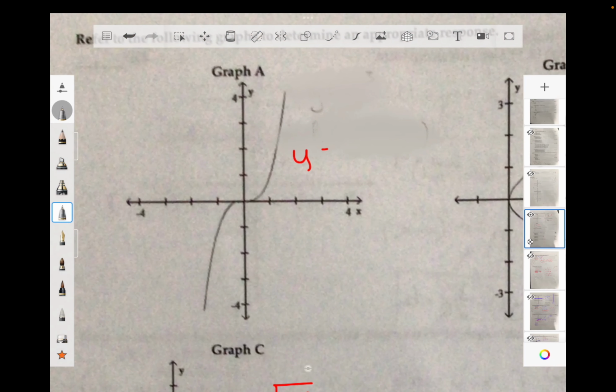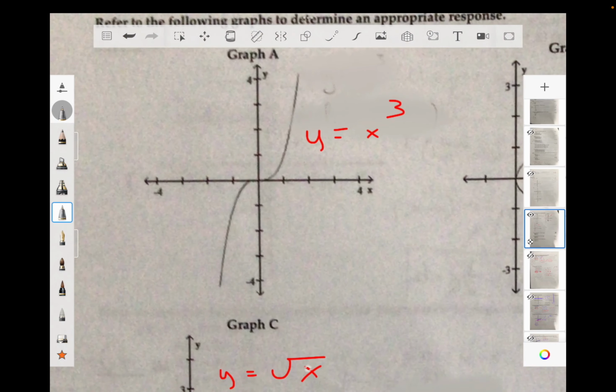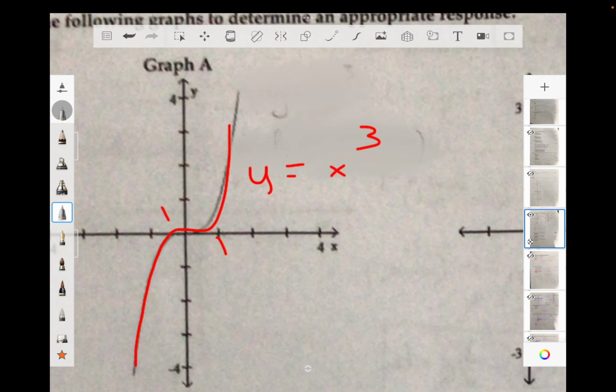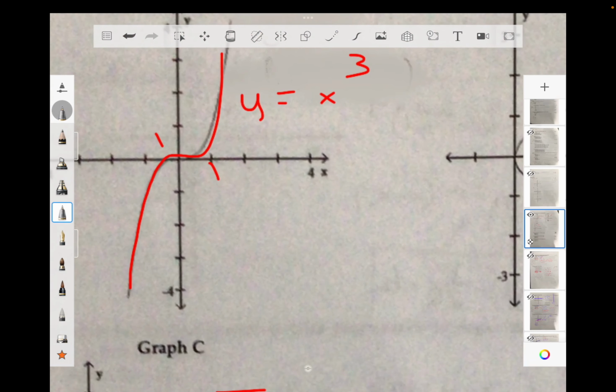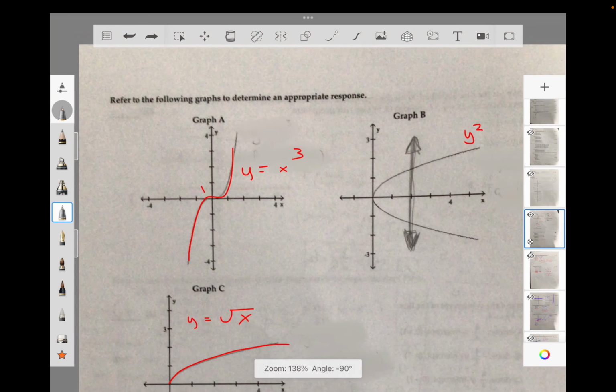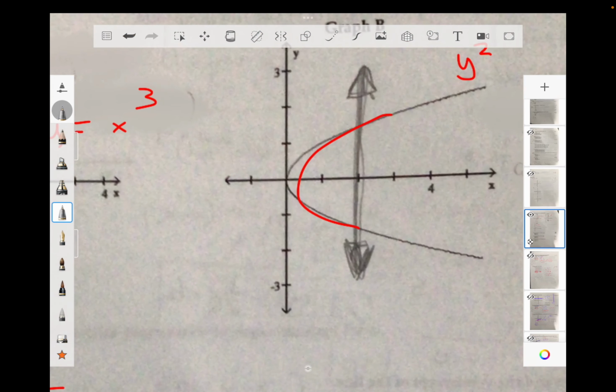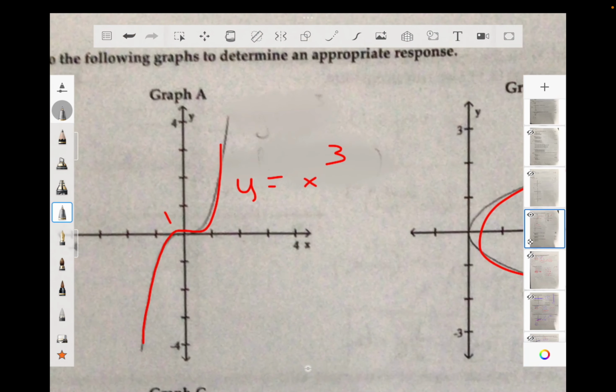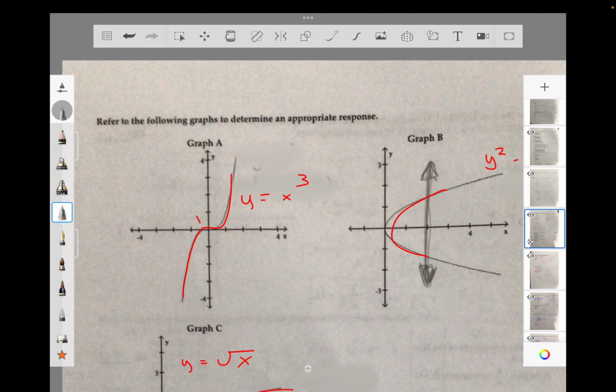Y equals x cubed. If you see a graph make 2 turns, so it makes 1 turn here and 1 turn here, that means its exponent has to be cubed. If it makes 3 turns, so 1, 2, 3, then the exponent's to the 4th. If it makes 4 turns, it's to the 5th, and so on. Here it makes 1 turn, so the power has to be 2. This one makes 2 turns, so the power has to be 3.